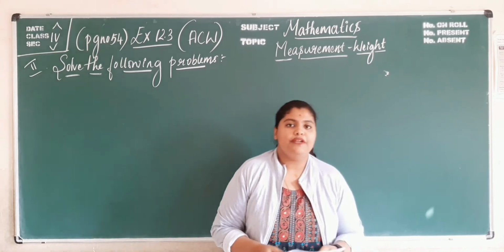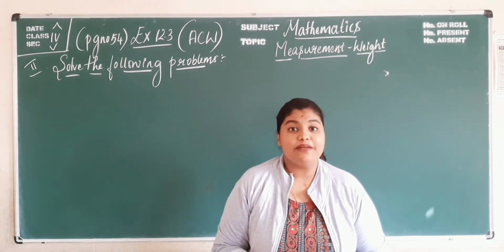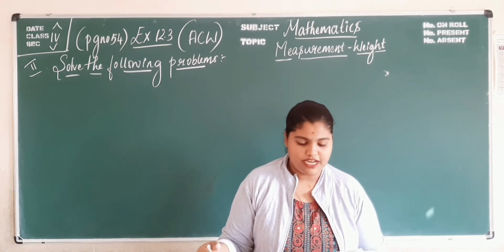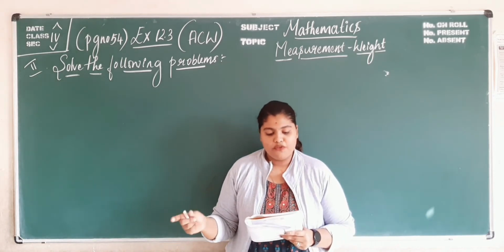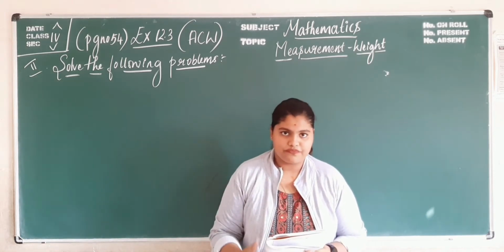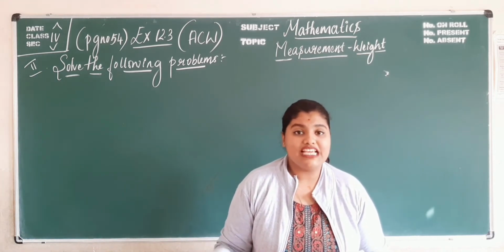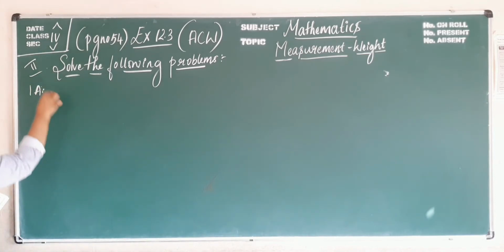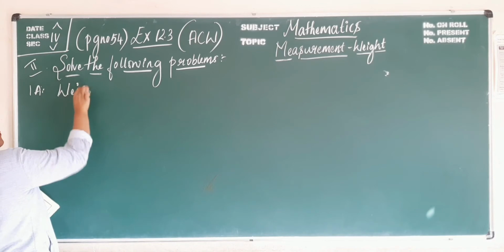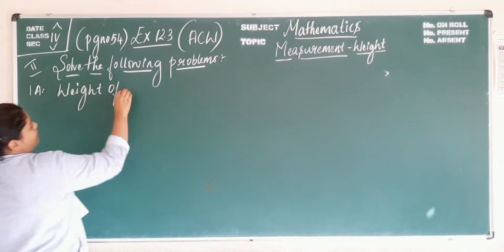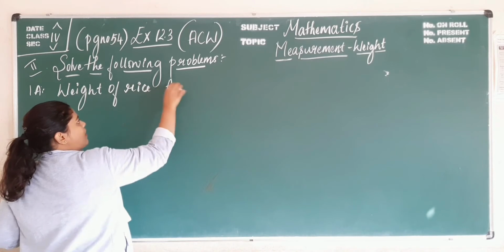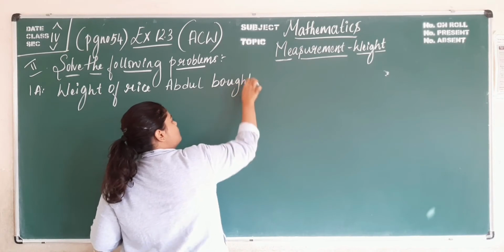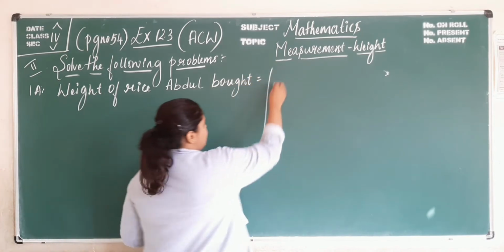Which mathematical operator will you use? Yes, you will be subtracting. So find out the remaining quantity of rice. What will you be doing? You will be subtracting. So what is the statement for this? Abdul bought 30 kg of rice. Yes, weight of rice Abdul bought. So how much did he bring? Yes, 30 kg.